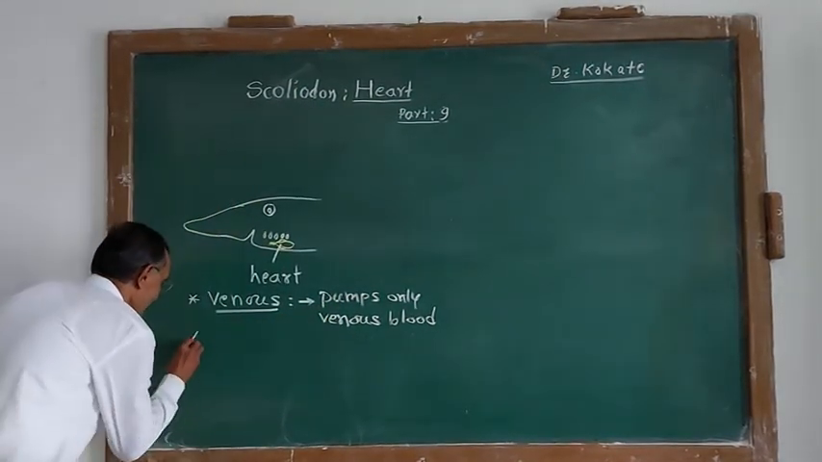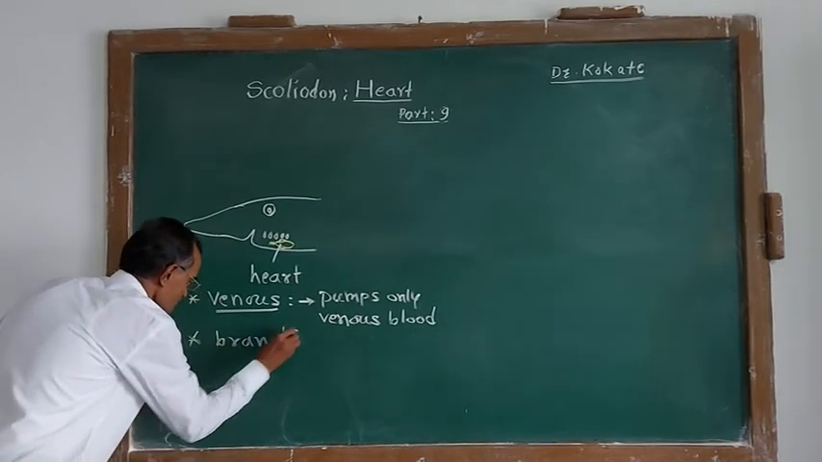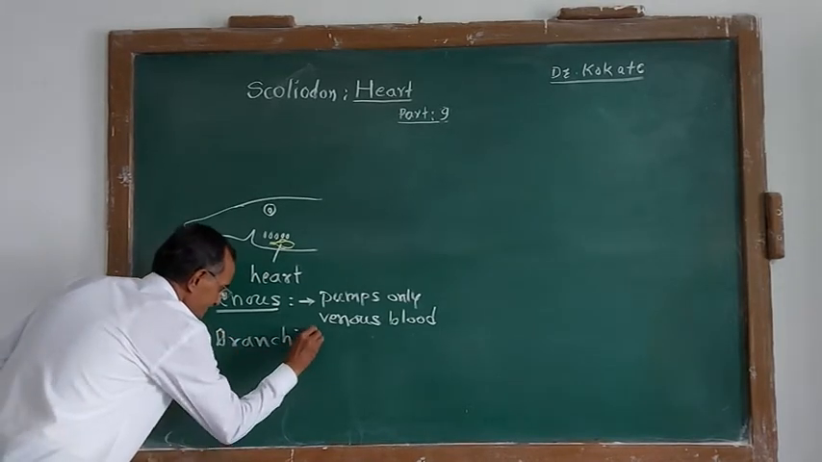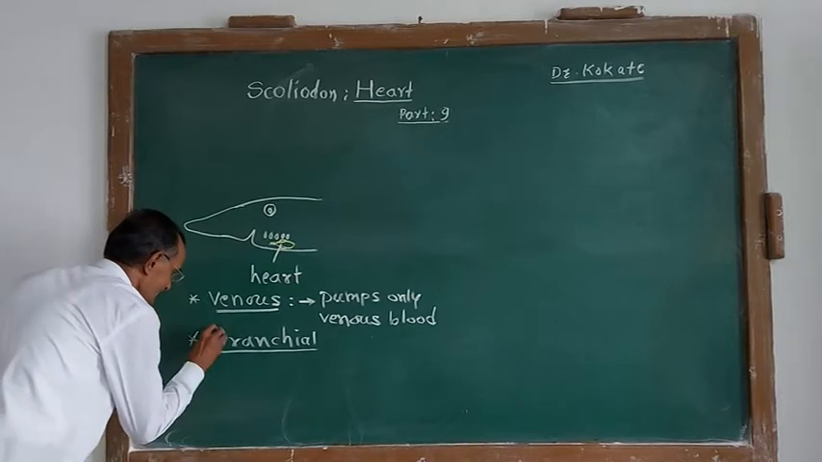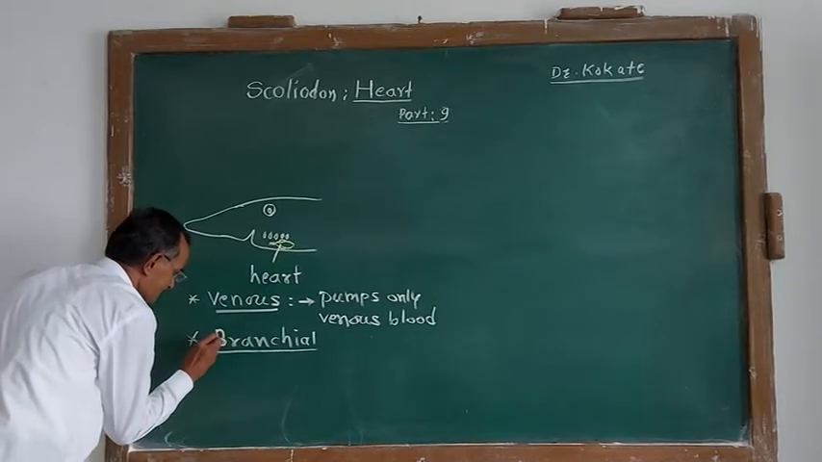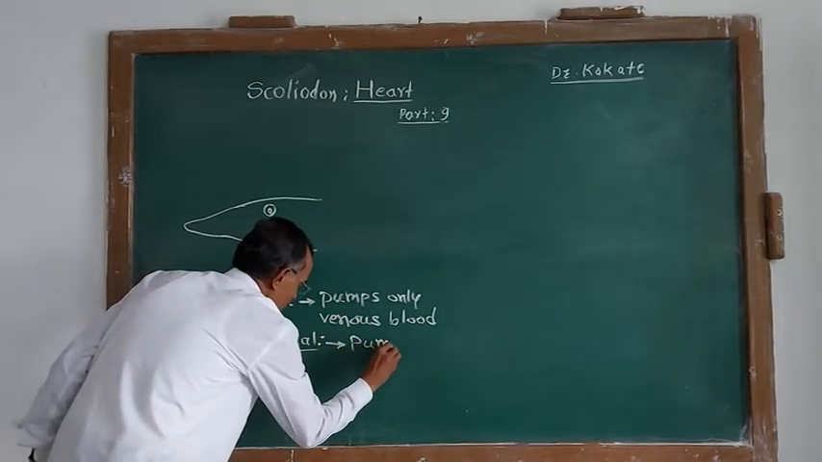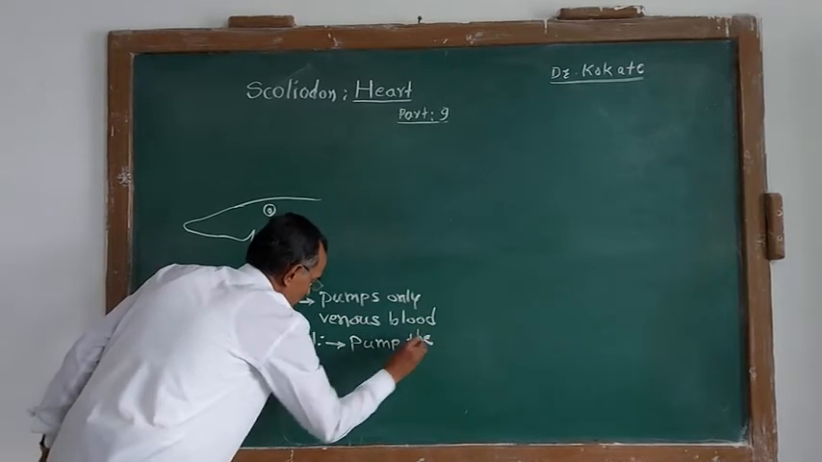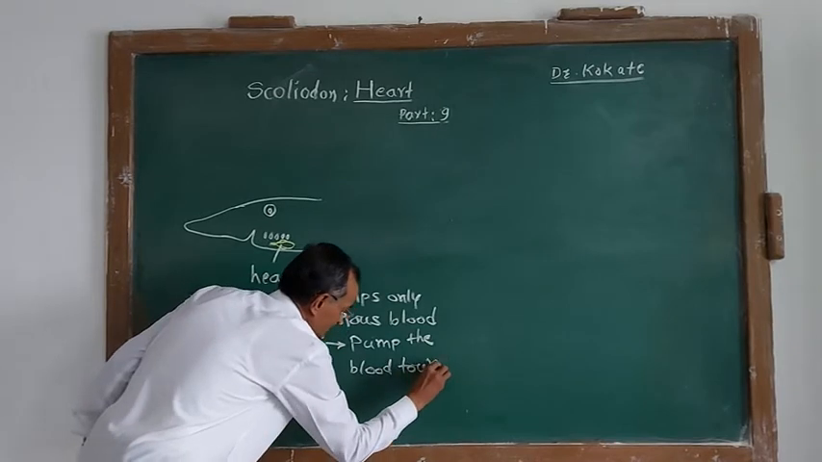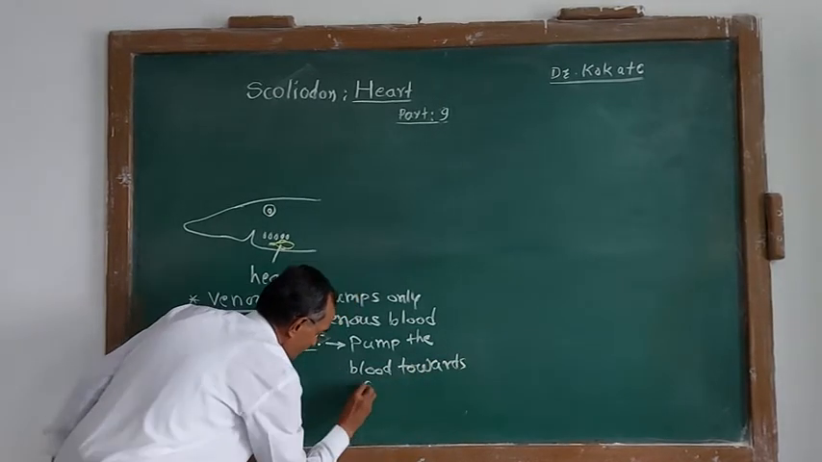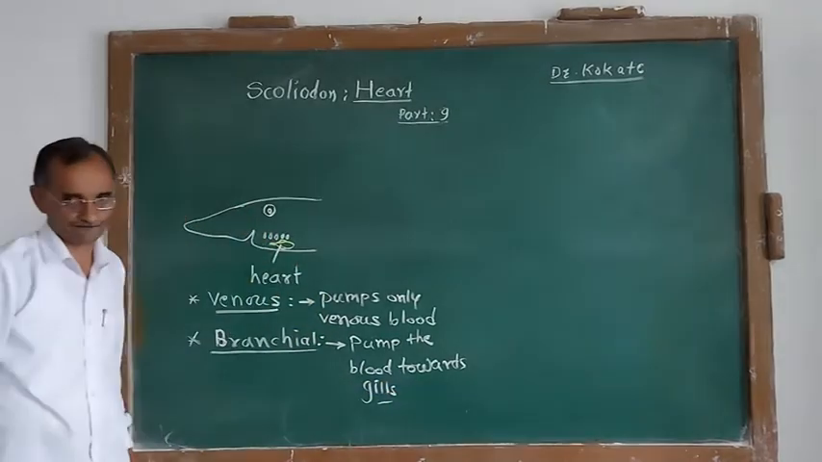It is also called a branchial heart. In the respiratory system, I have told you the meaning of the term branchial. So the heart of Scoliodon is also called a branchial heart. Why is it called a branchial heart? Because it pumps the blood towards the gills. For what purpose? Again the purpose is the same, to oxygenate the blood.